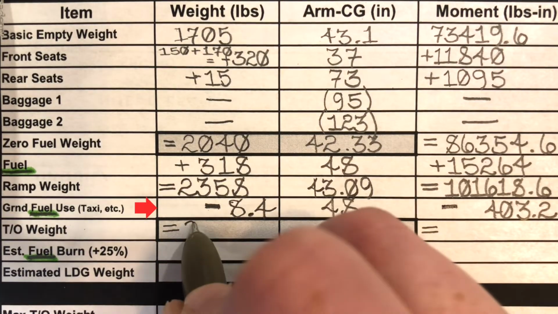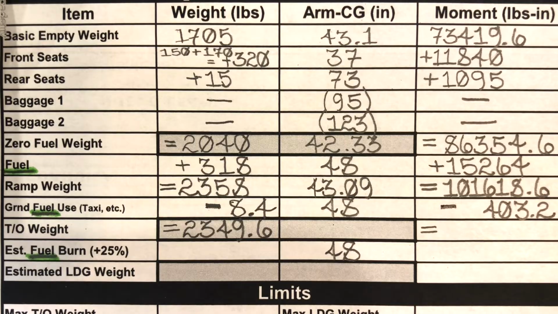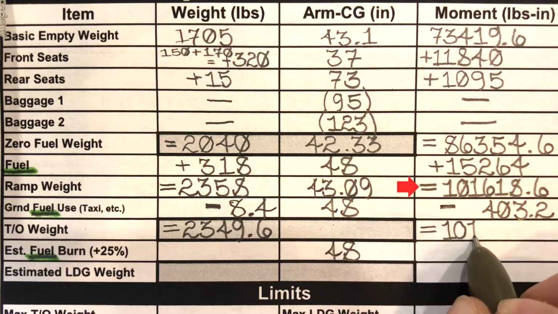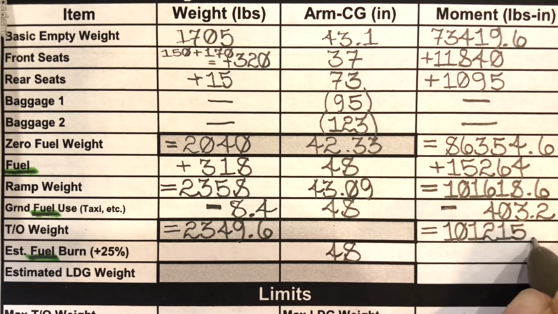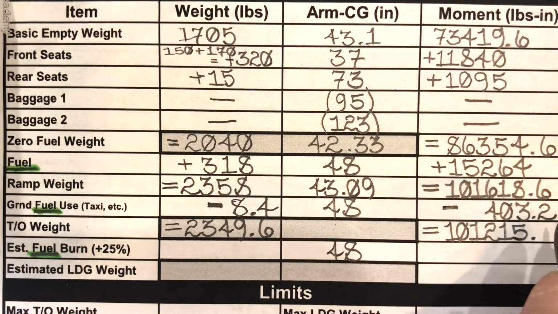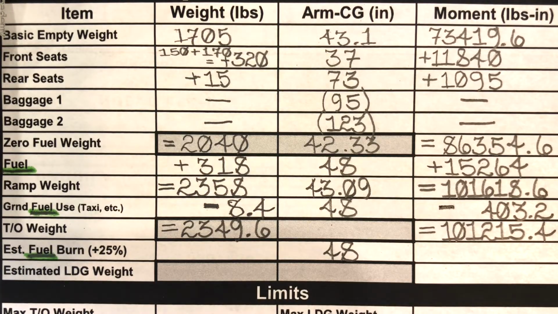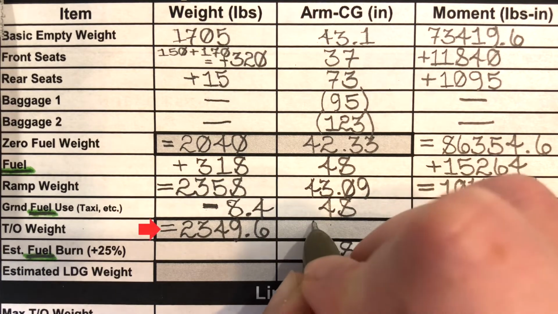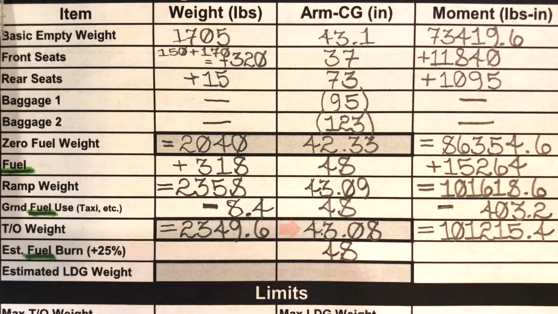2358 minus 8.4 is 2349.6. Jump over to the moment. We do the same thing, and we get a total of 101,215.4. And then, just like before, we divide our moment by our weight to get 43.08. Cool. All this looks good so far.